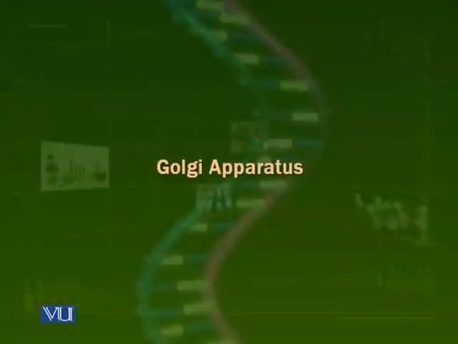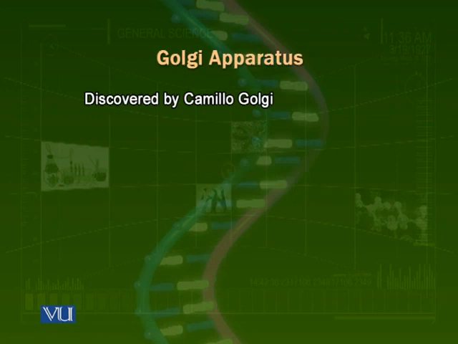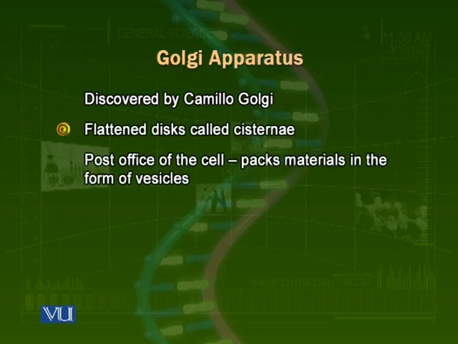Now we talk about the next organelle, the Golgi apparatus, also sometimes called the Golgi complex. We call it the Golgi apparatus because it was discovered by the scientist Camillo Golgi. This is also called the post office of the cell. When proteins are produced, they are modified by endoplasmic reticular enzymes. Then they go outside towards the Golgi complex. The function of the Golgi apparatus is to pack these proteins and send them to the appropriate place where they are required. Some proteins are secreted outside.